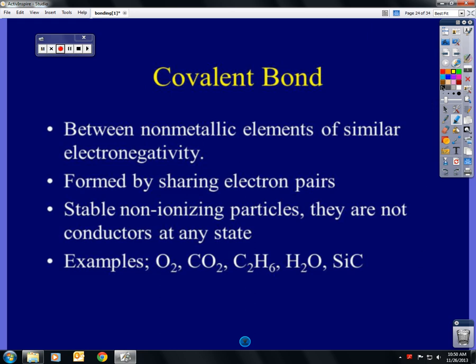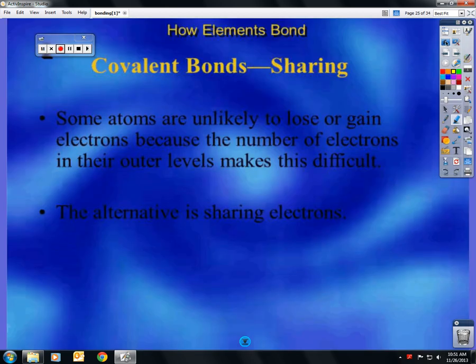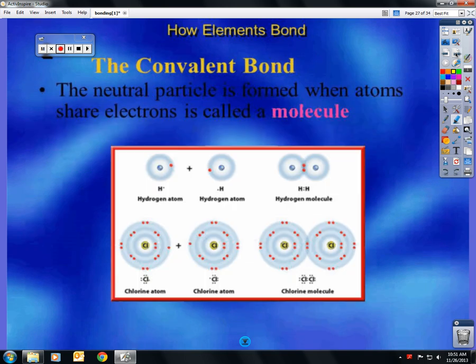Okay, so ionic, we forgot to say this, is metals with nonmetals. Covalent is nonmetals bonding with nonmetals. So if it's a nonmetal bonding with a nonmetal, it's automatically covalent. If it's a nonmetal and a metal, it's ionic. This repeats the same thing.